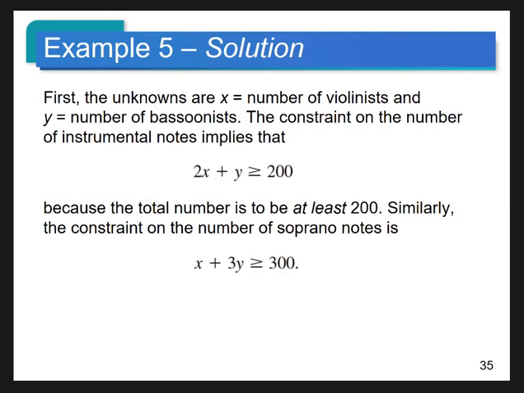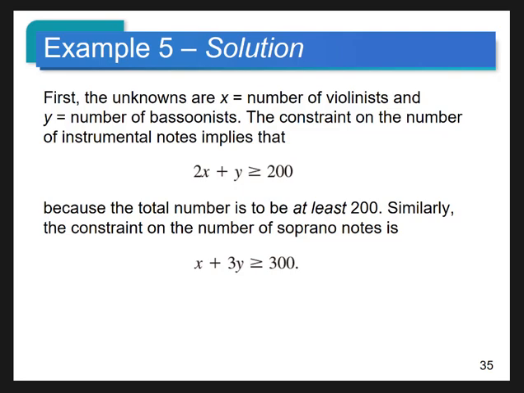So we're trying to minimize this here. And typically in an unbounded situation, that's what we're looking for. First, the unknowns are x equals the number of violinists and y equals the number of bassoonists. We know that this implies the number of notes each, so there's constraints on the instruments and on the number of notes.